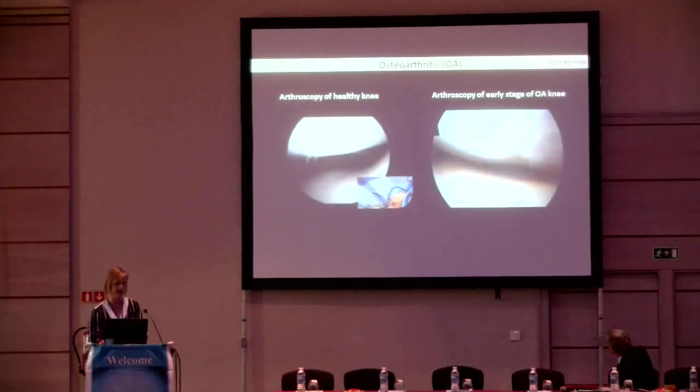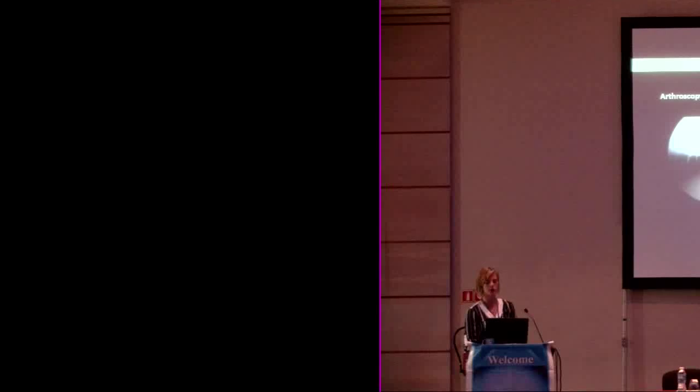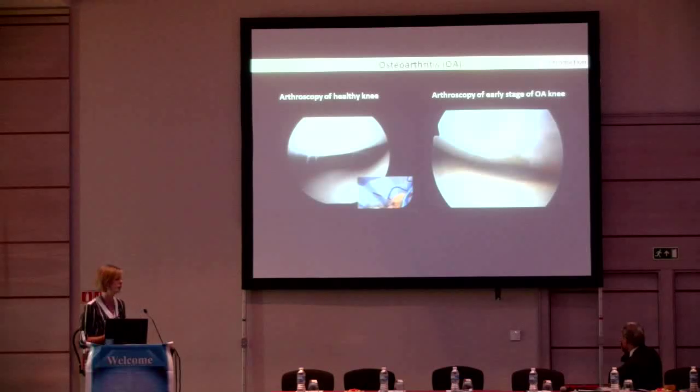On the next slide, I have arthroscopy of the healthy knee and osteoarthritic knee. Again, on the video, I will try to explain it to you without the video. Actually, what is arthroscopy? Arthroscopy is a common surgical procedure where we use a little camera to see inside of the joint, and it's used for the diagnosis and treatment of different knee problems.